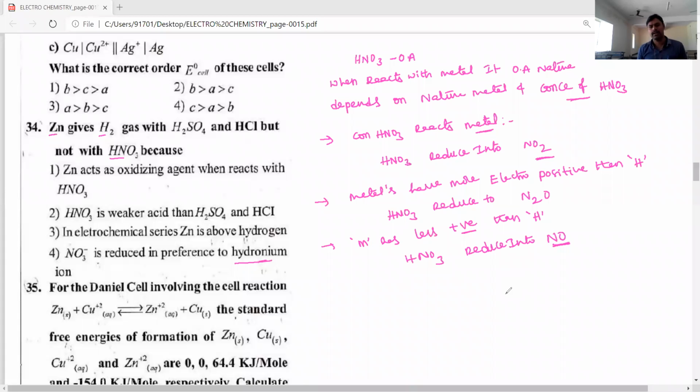Let's see, for example, HNO3 reacting with zinc. When zinc reacts with concentrated HNO3, what are the products? Zinc nitrate, Zn(NO3)2, plus NO2 gas plus H2O.